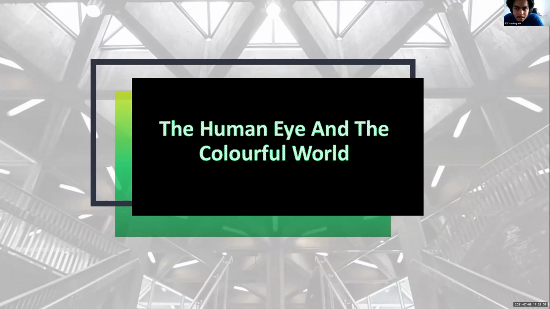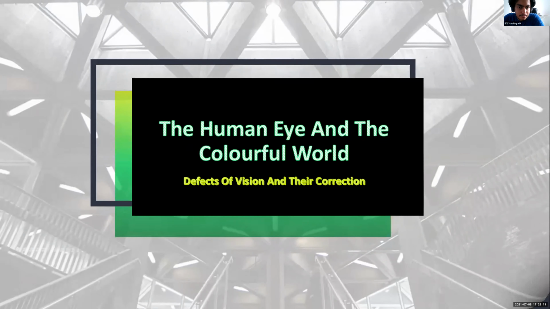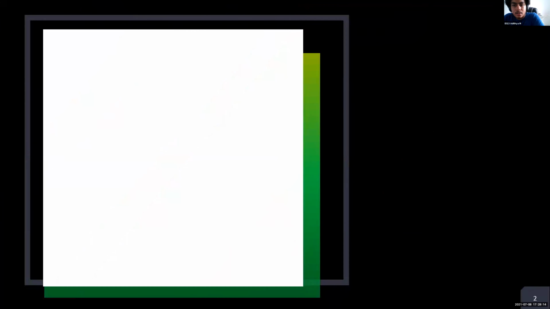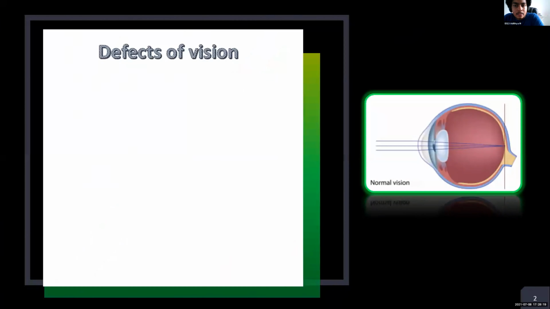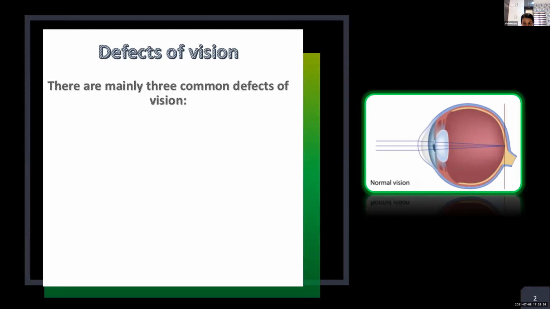I'm going to do a seminar on the chapter Human Eye and the Colorful World, and the specific topic, defects of vision and their correction. So what are the defects of vision? There are three main common types of defects of vision. Can anyone tell what are the three main common defects of vision? Anyone? Myopia. Okay.